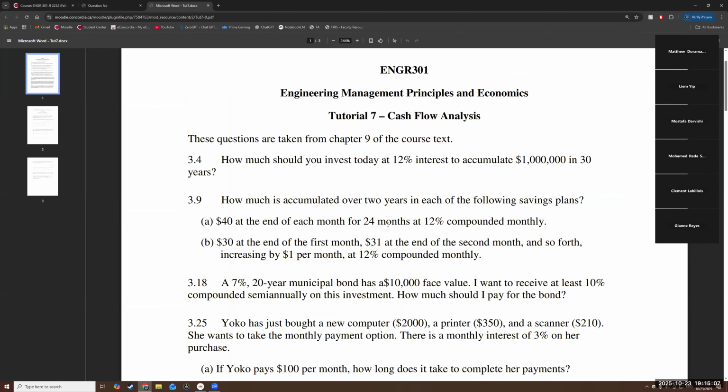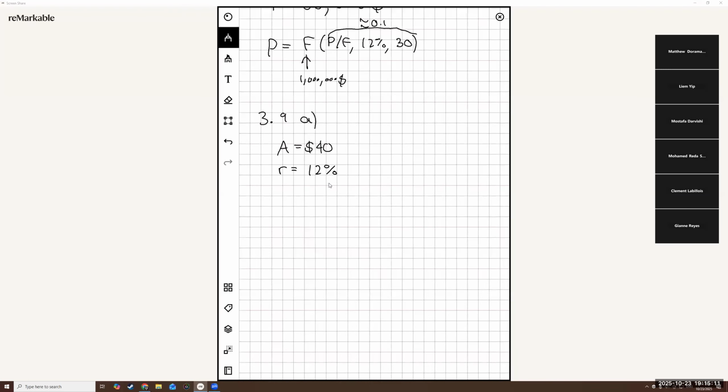Okay, so if that is the case, then our interest rate I that we will use for this formula needs to be the monthly interest rate. 12 percent for a year divided by 12 months is 1% per month.